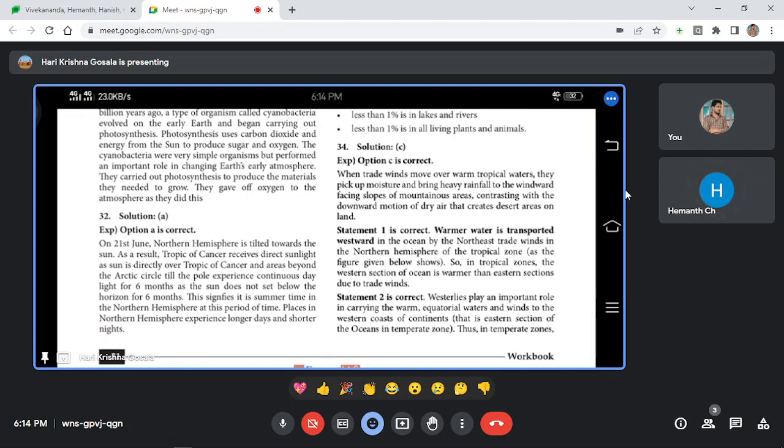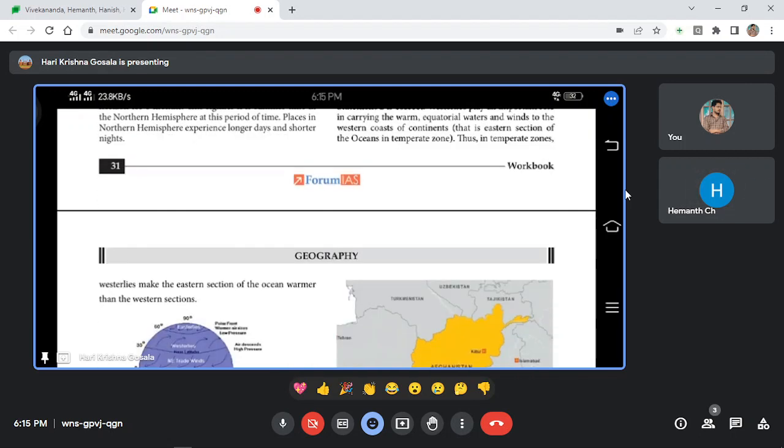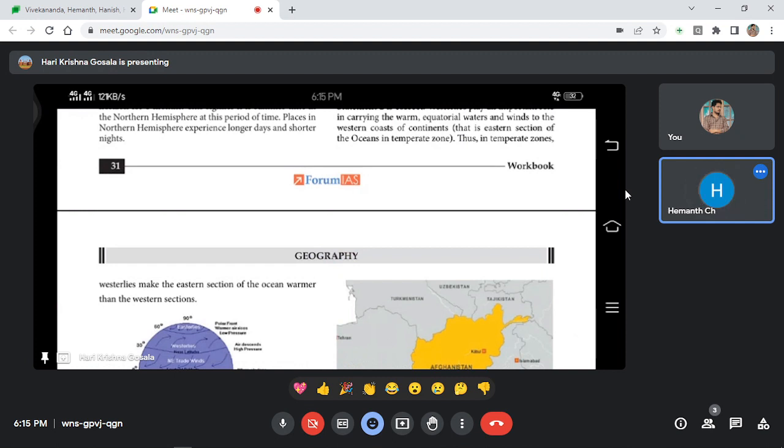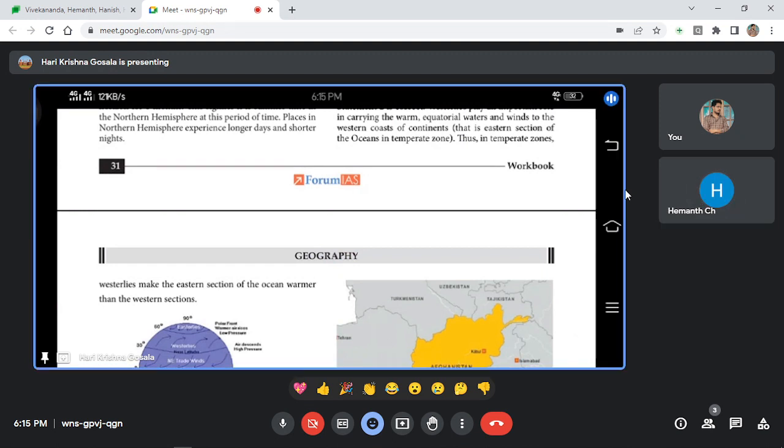Westerlies play an important role in carrying the warm equatorial waters and winds to the western coast of continents. That is, the eastern section of the ocean in the temperate zone. Thus, in temperate zones, westerlies make the eastern section of the ocean warmer than the western sections.